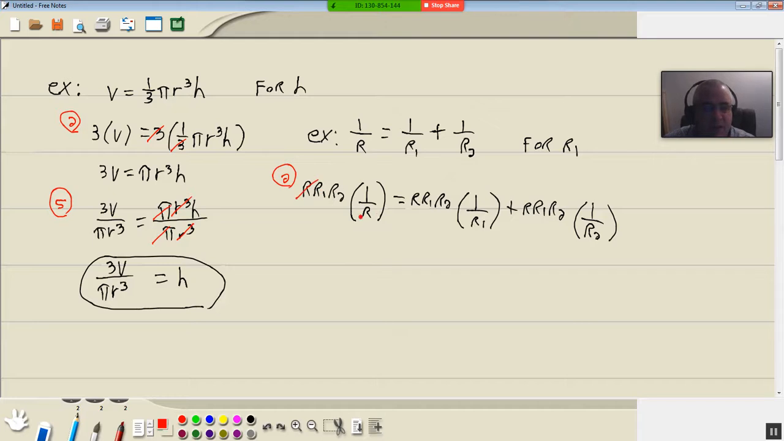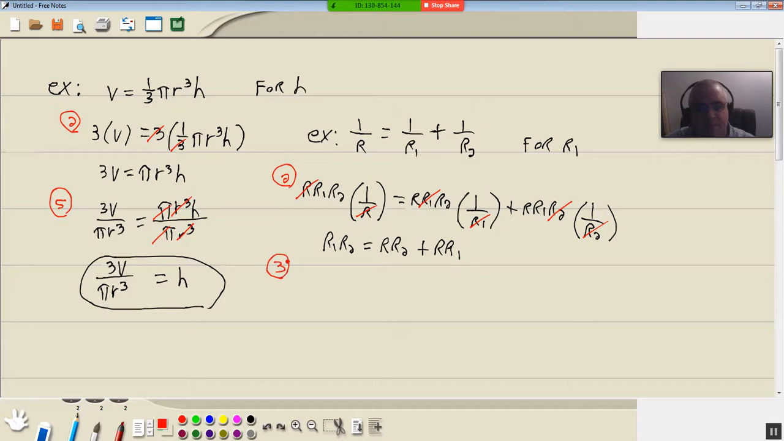When we do that, this r cancels with this r. This r1 cancels with this r1. This r2 cancels with this r2. And so we're left with r1 r2 is equal to r2 plus r1.